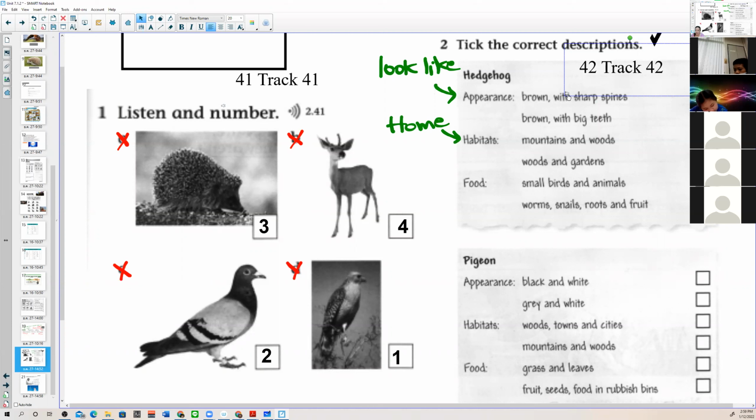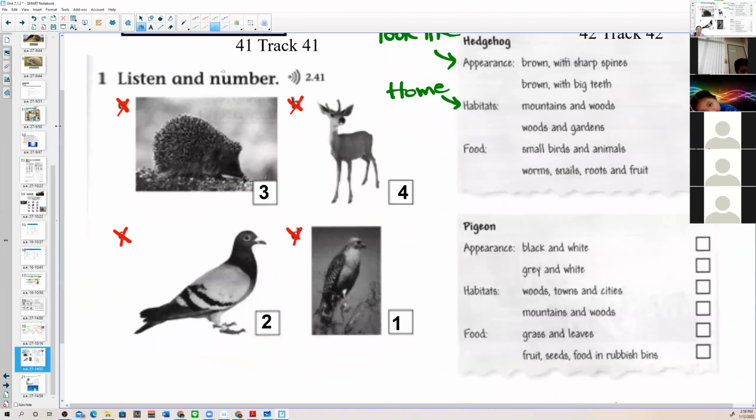Okay. The hedgehog. Where do they live, for the hedgehog? Woods and gardens. Very good. Woods and gardens. What about food? Worms, snails, roots, and fruit. Good. Worms, snails, roots, and fruit.